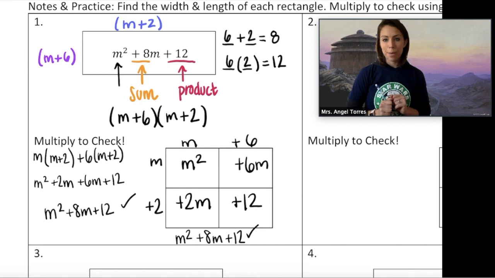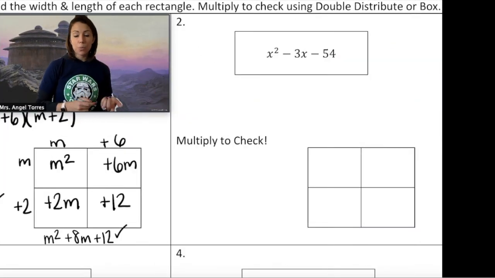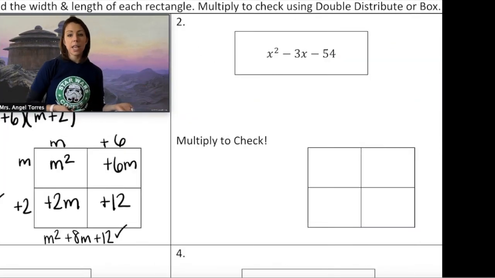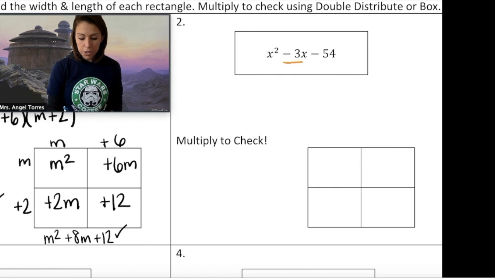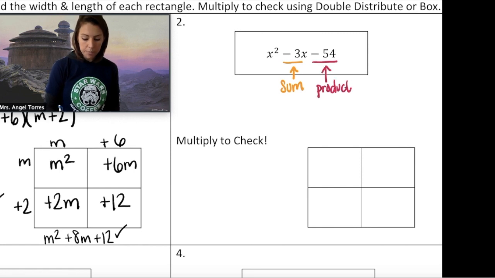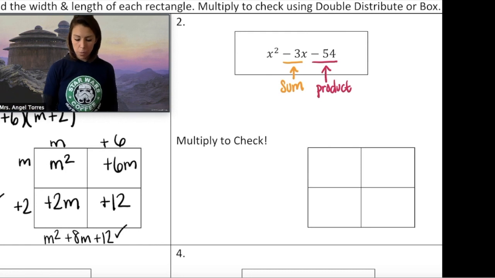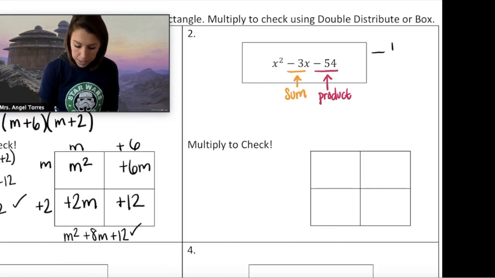Let's try another example. Here is number 2. We're given the area x squared minus 3x minus 54, and we have to find the length and the width. So let's use what we know. The middle term here is our sum, and the last term here is our product. So we just have to play the P's and Q's game, okay? Well, what plus what will give me negative 3, that when I multiply them together gives me negative 54?